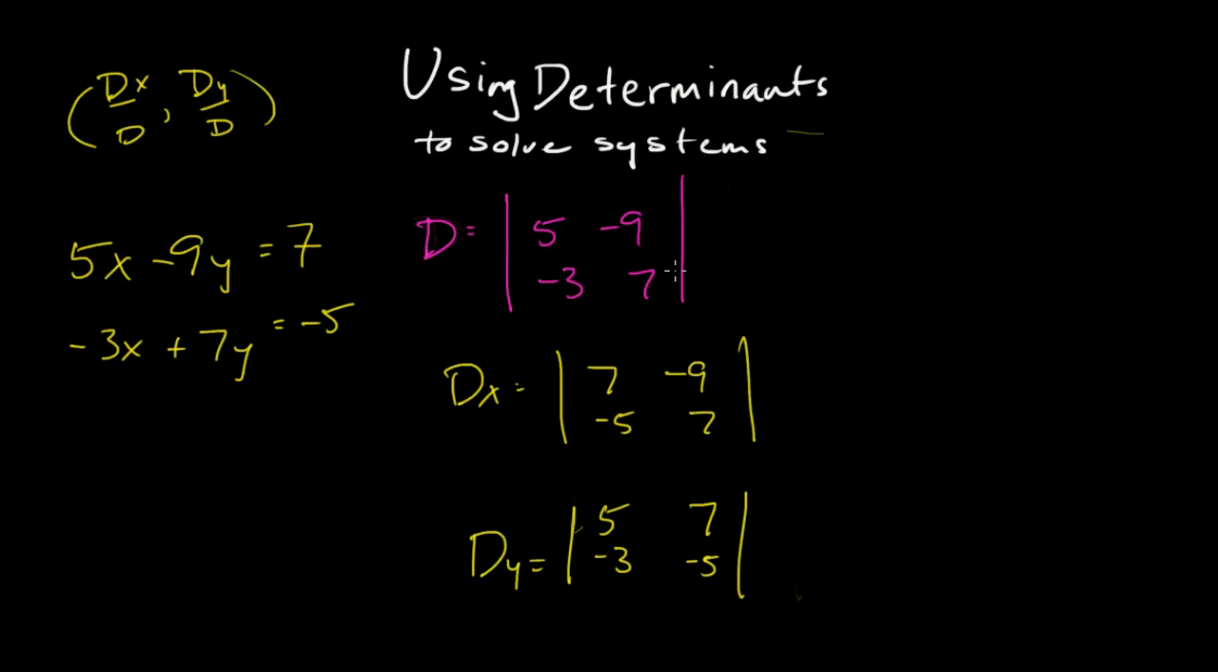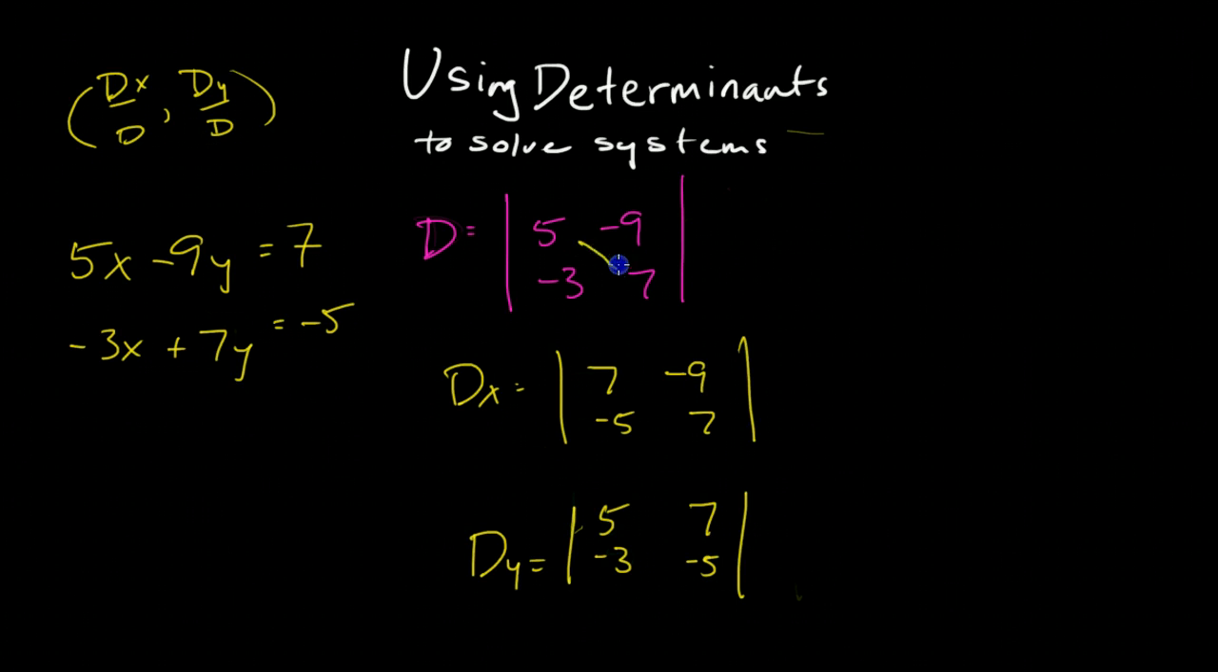You should be able to recognize how I set the determinants up. If not, pause and take a look at the previous video so you can see how to set up a determinant. Here's our common determinant in magenta. The yellows are our x determinant and our y determinant. So let's go ahead and do the determinizing.